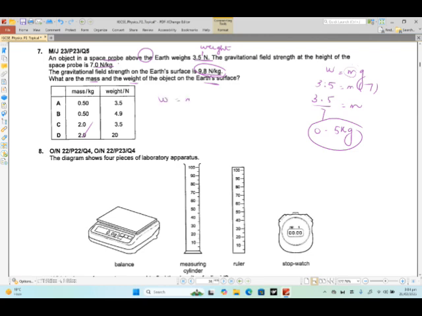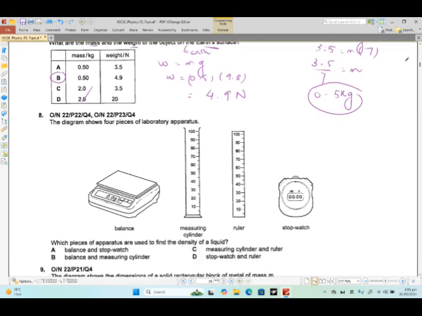So we will write W is equal to mg. W is equal to m, which is 0.5 kgs, and here on Earth the value of g was 9.8 newtons per kg. So it is going to be 0.5 into 9.8, which is 4.9 newtons. So B is our correct option. This was the space probe, I forgot to write it. So I hope you got the question.